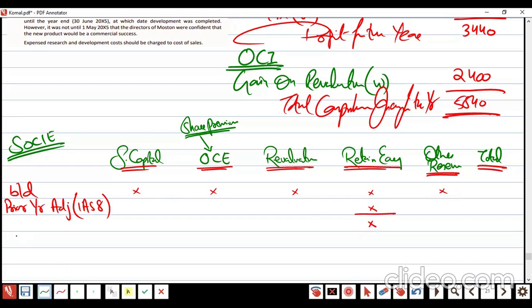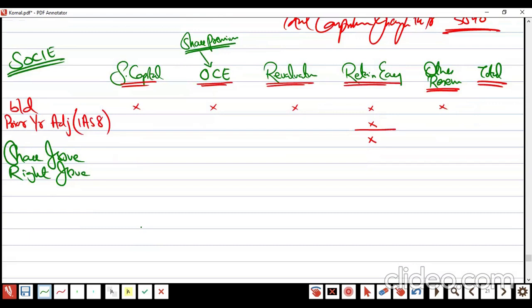Then if a company issues shares, or you can say rights issue. In the case of a shares issue or rights issue, share capital and premium are going to increase. If the company issued bonus shares, share capital will increase, but premium and retained earnings are going to decrease, right or wrong?